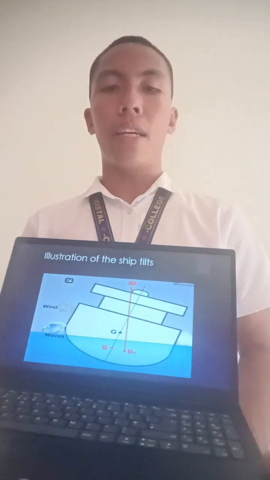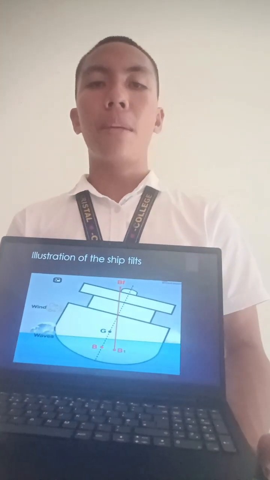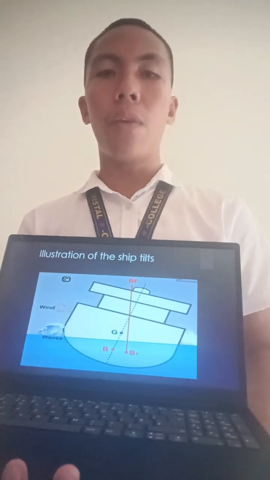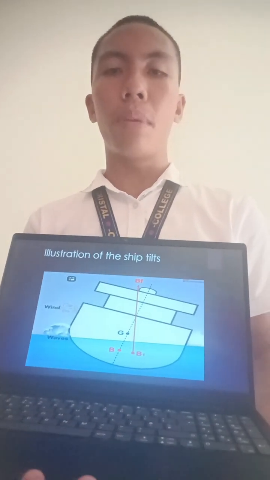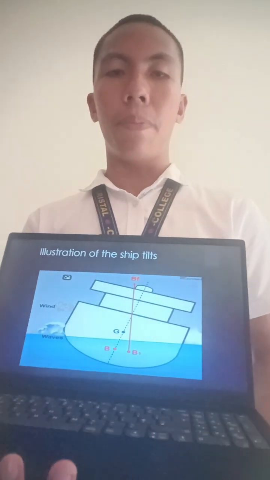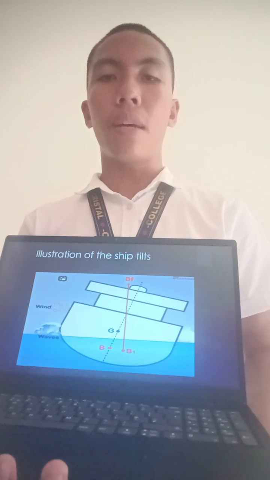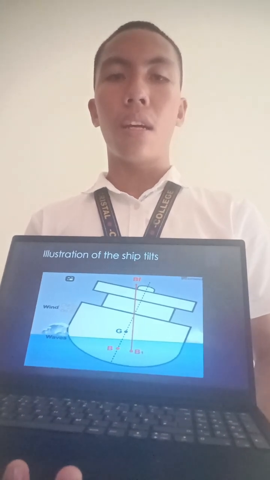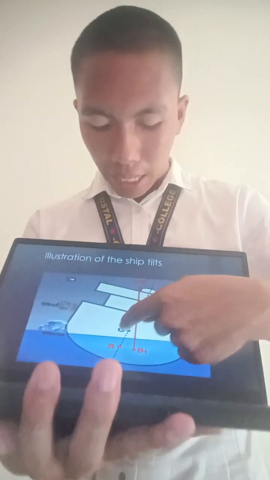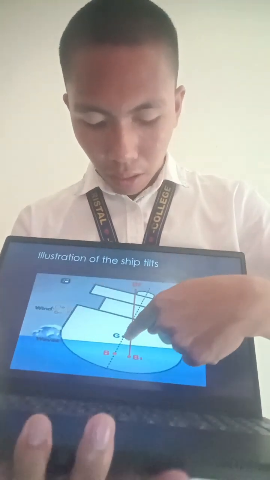Center of gravity. The balancing point. Center of gravity. This is the point where the entire weight of the ship is considered to be concentrated. It's like the balancing point of the ship. This represents the vertical distance between the keel and the center of gravity. This is the center of gravity.